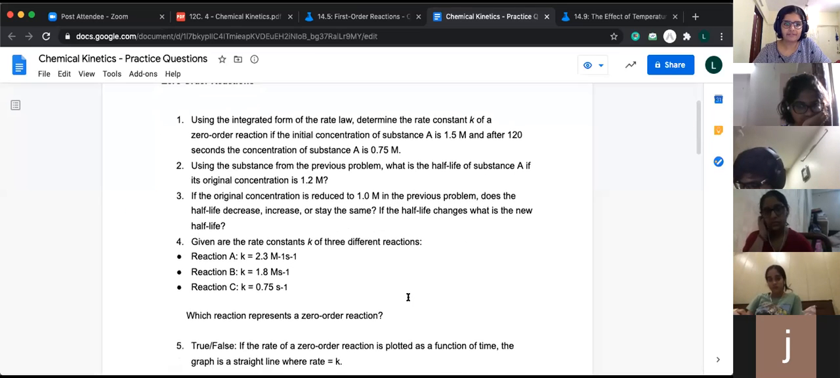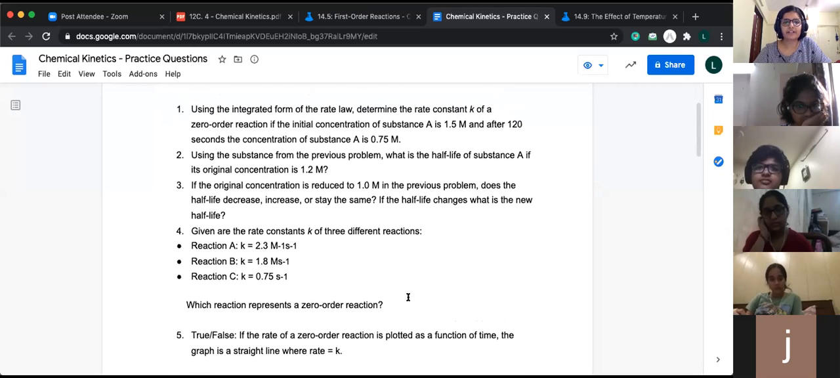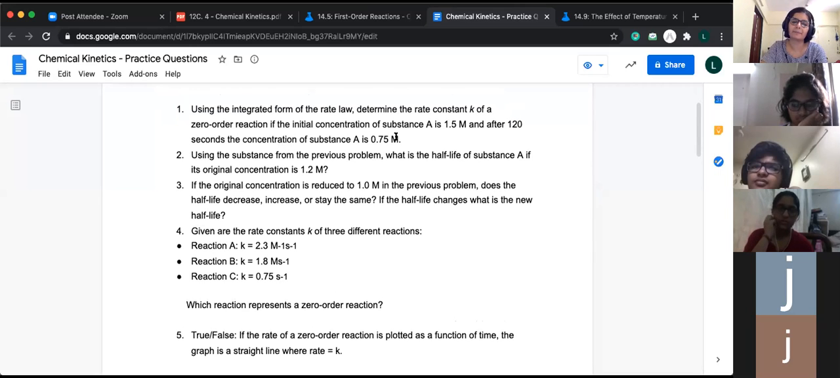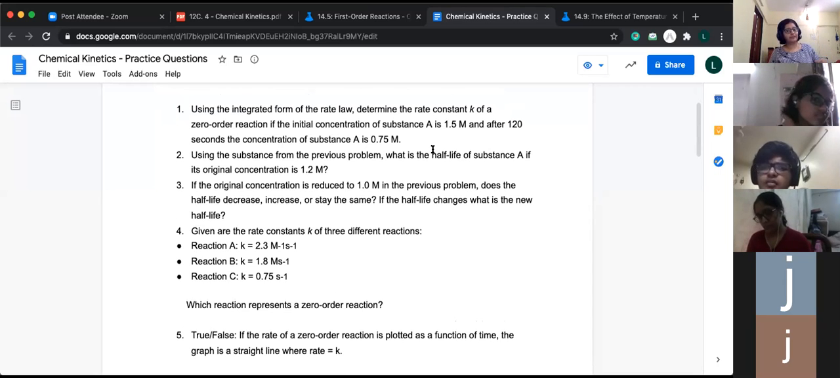All right, 5 questions. First one, using the integrated form of the rate law, determine the rate constant k of a zero order reaction if the initial concentration of substance A, the reactant, is 1.5 M, and after 120 seconds, the concentration is 0.75 M. Quickly, this is a very direct question. You can refer to the formula if you've taken note of it. So look at it, solve it in 1 minute, you should get it.